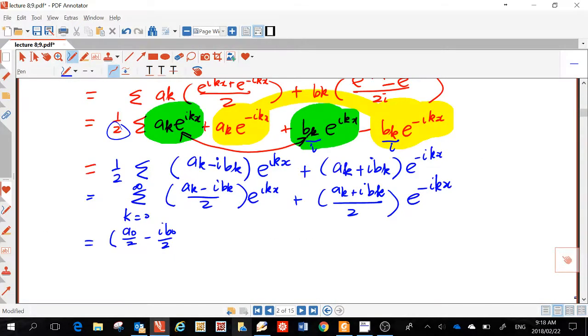Okay, and then on the other side, I'll have A naught over 2 plus i B naught over 2. We know B naught is 0, so this will be 0 anyway. Oh, they kill each other. Even if you didn't know they were 0, they kill each other.